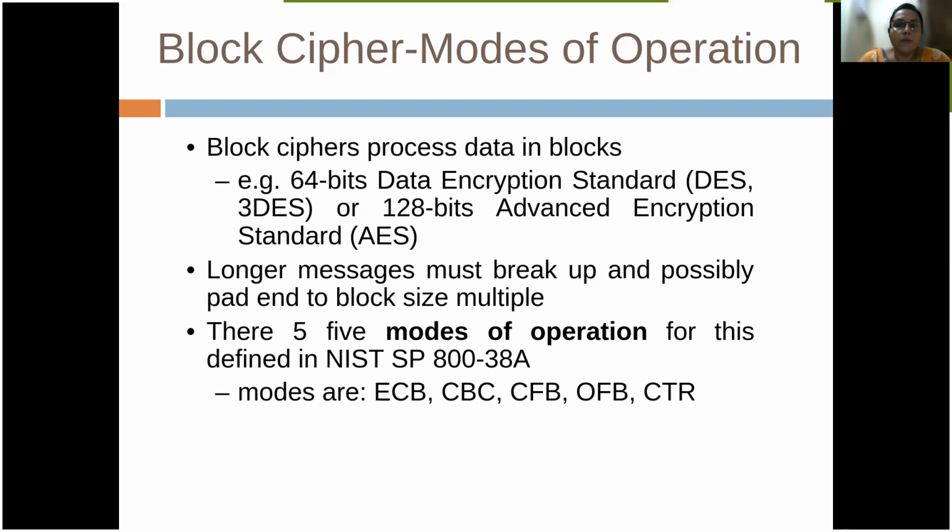So longer messages will be broken into this size, 64 bits if we are using DES, and 128 bits if we are using AES. In the case of shorter, when the whole message is divided, the last block will probably not have exactly 64 bits or 128 bits. So we will use padding so that it will be made into 64 bits or 128 bits, depending on the algorithm. And then we will be using these modes of operation. We are going to look at the 5 modes of operation.